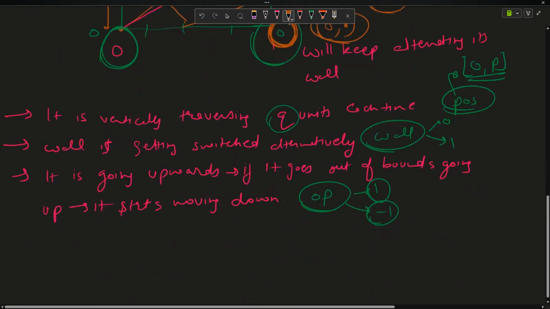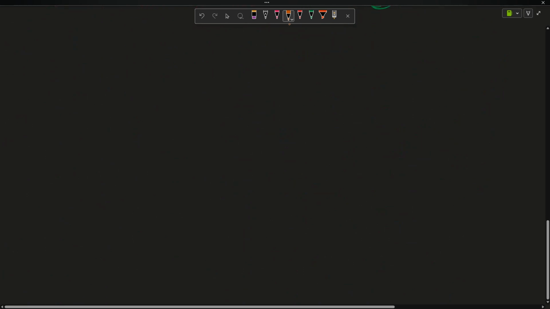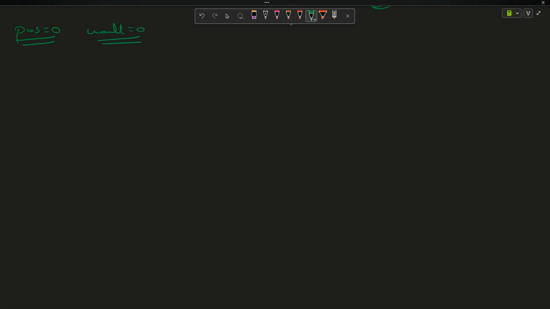So let us see how we will start. Initially my position equals 0 because I'm starting from the bottom left. My wall is also 0 because it is at the left wall, right? I'm going upwards right now, so op equals +1. Now I will say while true. I don't know how many operations it will take, but the question guarantees that it will fall into one of the receptors.